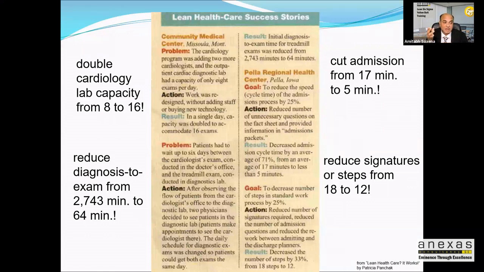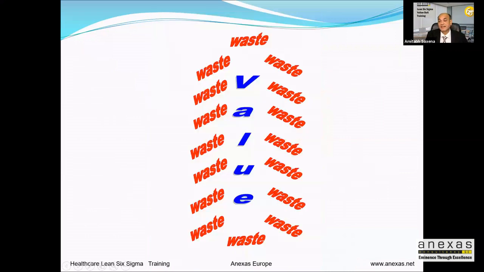Similarly, they cut down admission procedure and admission time from 17 minutes to 5 minutes by, again, reducing the number of unnecessary questions. By reducing the signatures or steps from 18 to 12, they were able to make the work easier. So these are all some simple examples of lean applications, and the end result is really, really good.